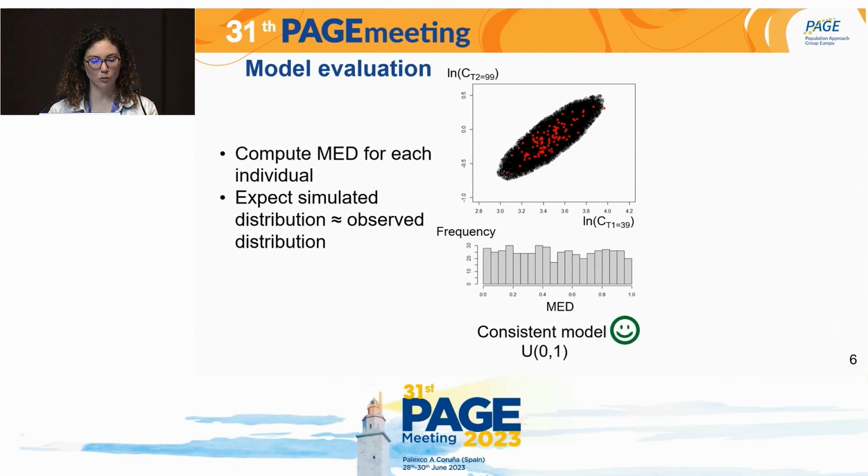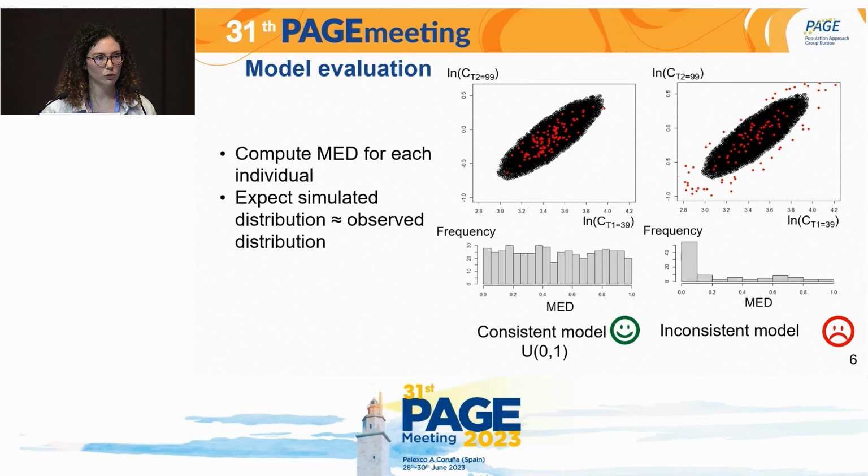on 0 to 1. On the contrary, in this second example, you can see that there are several points outside of the cloud of points. So we have several lower values. And if we look at the histogram of the MED, you can see that it doesn't follow a uniform distribution on 0 to 1.